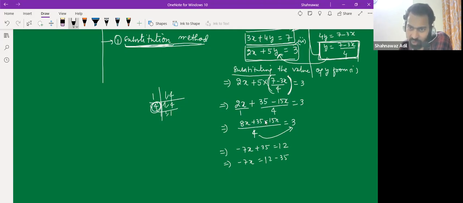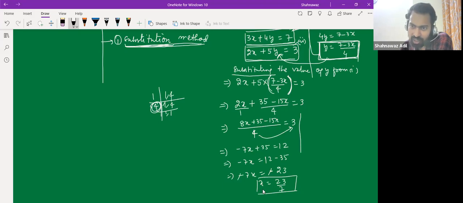And then 4 divided by 1 is 1. So this is 1. So this is the same, right? Yes. So then I solve it further. So I get minus 7x equals minus of whatever. And this is 23. So x is how much? Minus 23 by 7. Okay, this is the value of x I get.